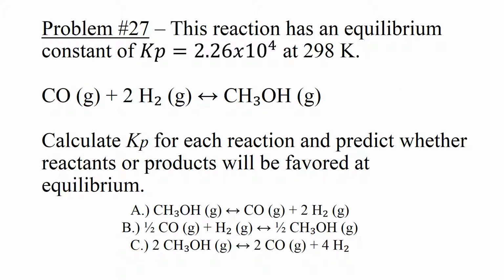The problem I will work through, number 27, is stated as follows. This reaction has an equilibrium constant of Kp equals 2.26 times 10 to the fourth at 298 Kelvin. The reaction we will look at is CO plus 2H2 at equilibrium with CH3OH. For A, B, and C below, we will calculate Kp for each reaction and predict whether reactants or products will be favored at equilibrium.